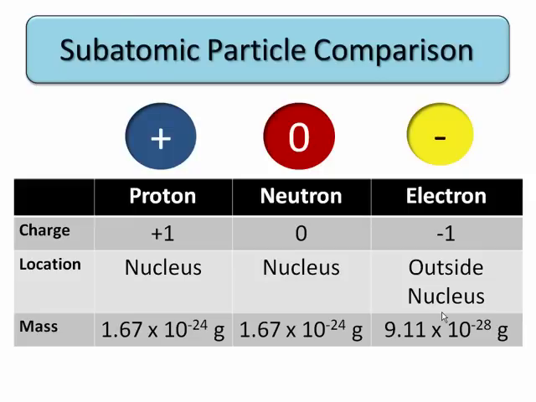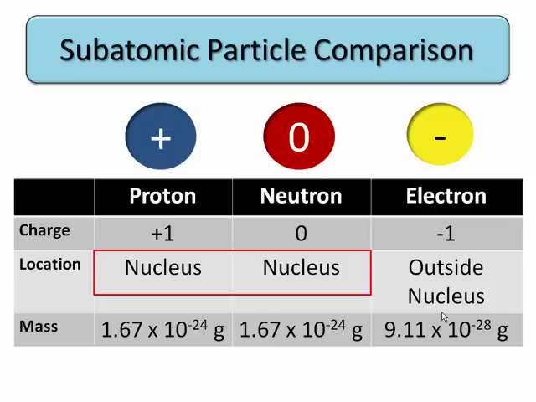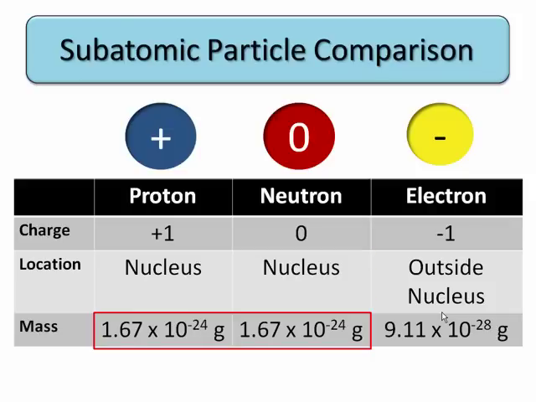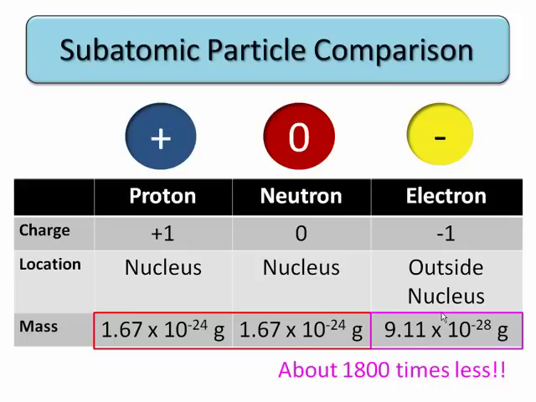Let's examine what we know about subatomic particles so far. We know that protons and neutrons are both found in the nucleus. We can see that protons and neutrons have roughly the same mass when rounded to 3 significant figures. The electron, however, is about 1,800 times less massive than protons and neutrons.